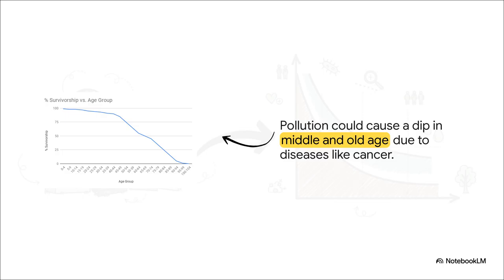Instead, the damage would show up later. You'd likely start to see a dip in middle and old age, a faster drop-off, as things like cancer or respiratory diseases take a greater toll. It's a pretty sobering reminder that all this progress we've made isn't necessarily guaranteed.